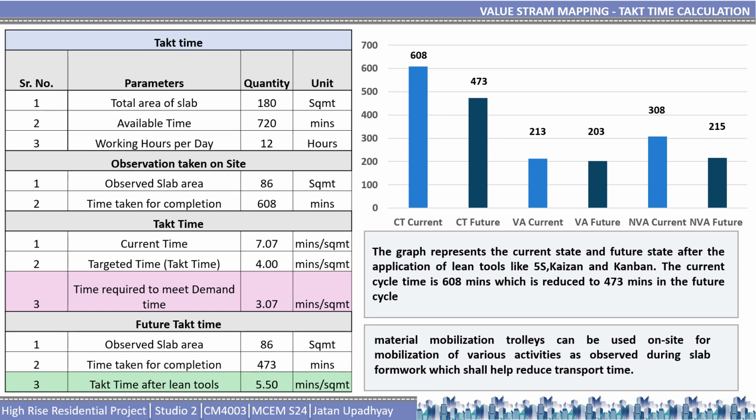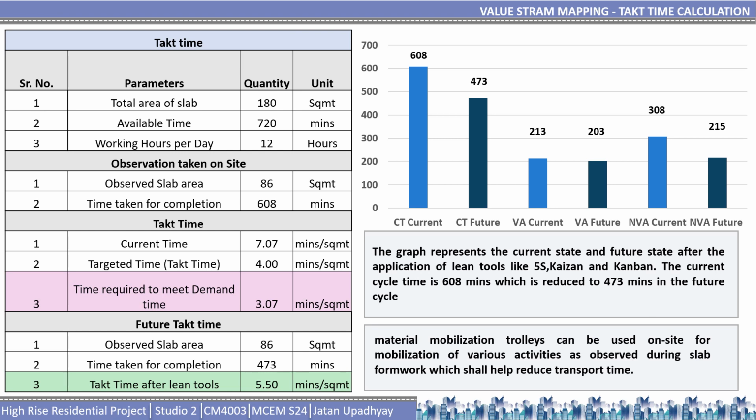This is the takt time calculation of value stream mapping. Basically, takt time is the rate of demand, or the ratio of available time to the demand. For the calculation of takt time, there are different parameters: the total area of slab is 180 square meters, available time is 720 minutes, and working hours per day is 12 hours.